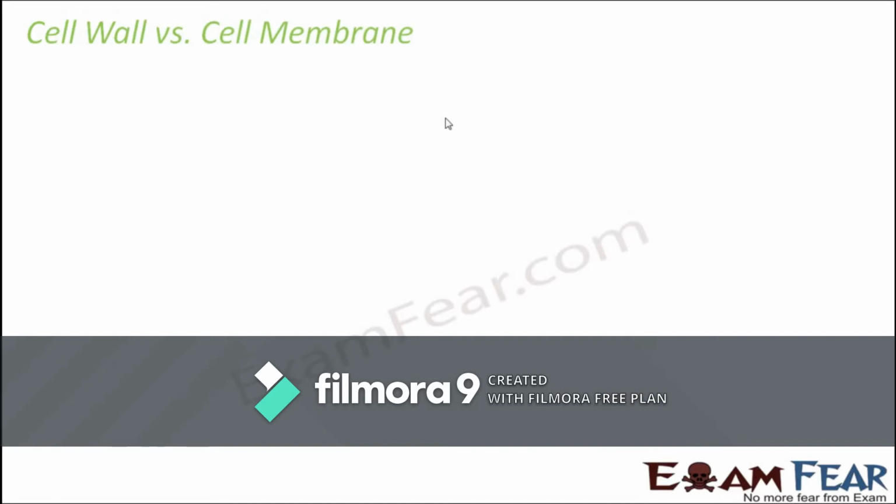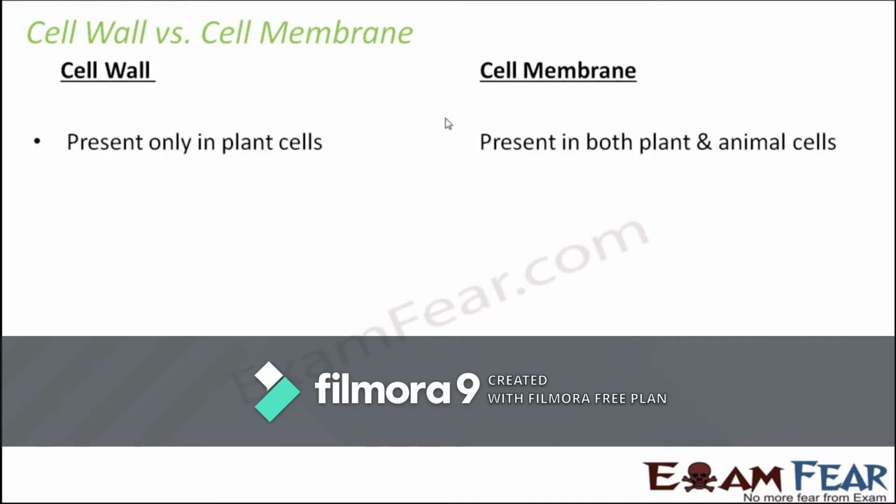So now let us quickly compare the cell wall with the cell membrane. There are quite a few differences. First of all, the cell wall is present only in plant cells, but the cell membrane is present in both plant as well as animal cells. The cell wall is non-living, but the cell membrane is living. As I said, the cell membrane is present inside.